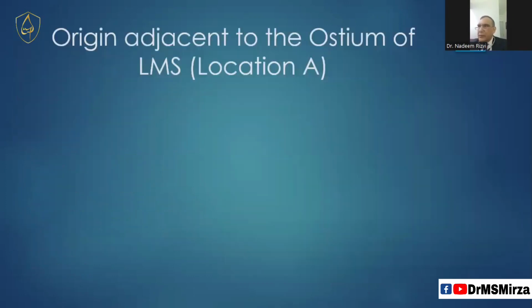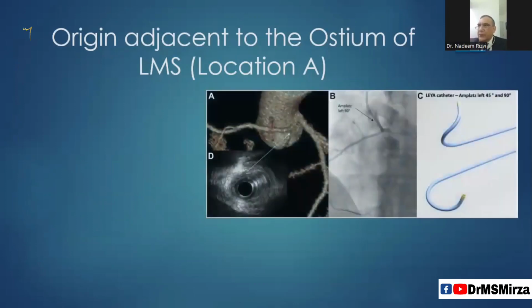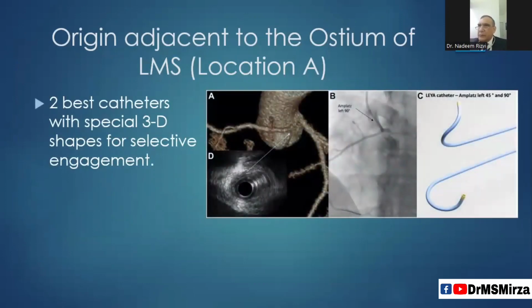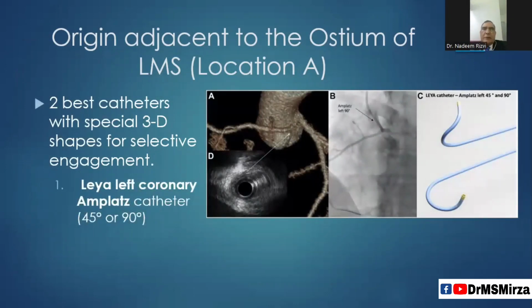So let's discuss different guider options depending upon their location, starting from location A, which I have already told is adjacent to the left main stem. There are 2 best catheters with special 3D shapes for selective engagement. The first one is the Amplatz left coronary catheter, either 45 degree or 90 degree. In this diagram, they engaged it with an Amplatz left 90 degree catheter.